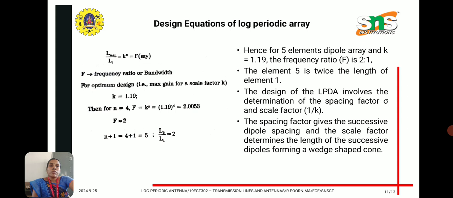Hence, for a 5 element dipole array, we have taken 5 elements and k equal to 1.19, and the frequency ratio is 2:1. Element 5 is twice the length of element 1. The design of LPDA involves the determination of the spacing factor sigma and the scale factor 1 by k. The spacing factor gives the successive dipole spacing, and the scale factor determines the length of the successive dipoles forming a wedge-shaped cone.